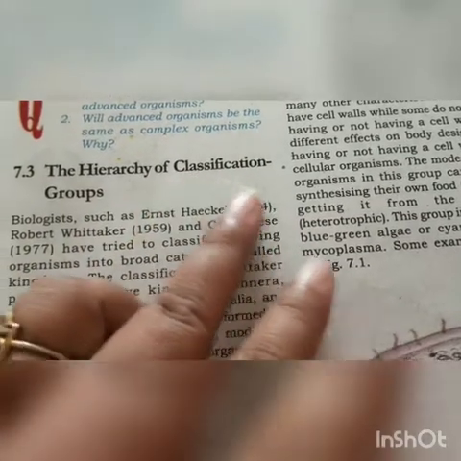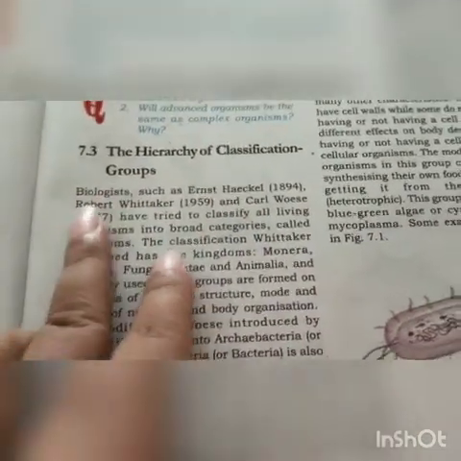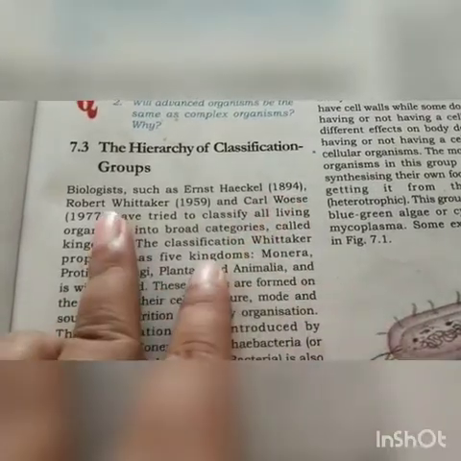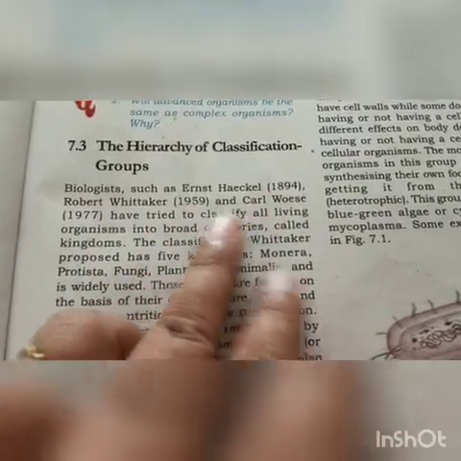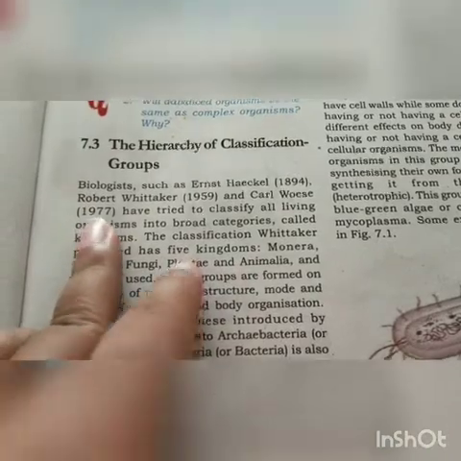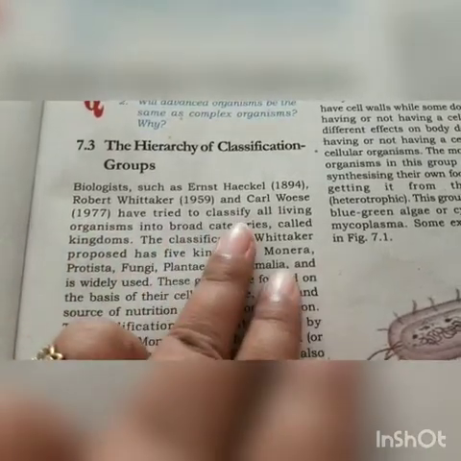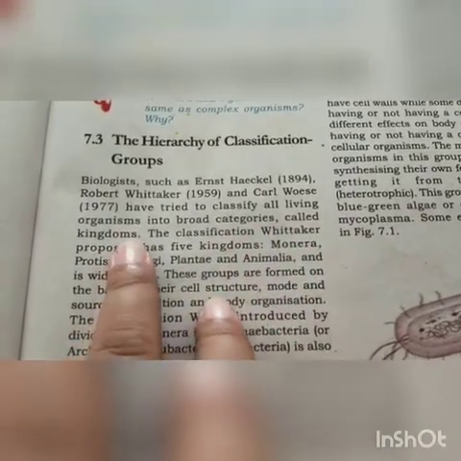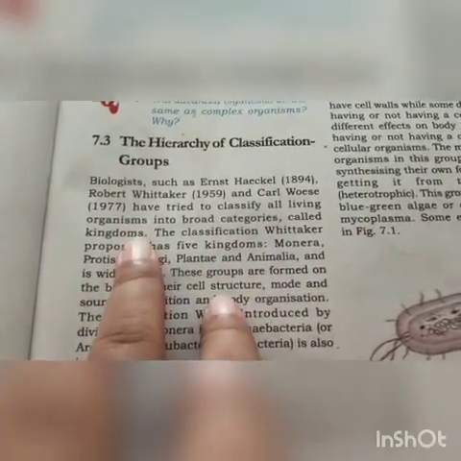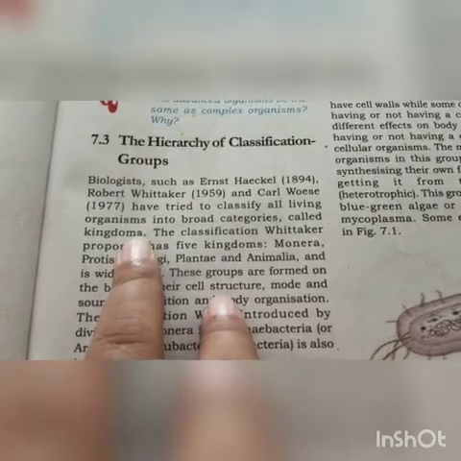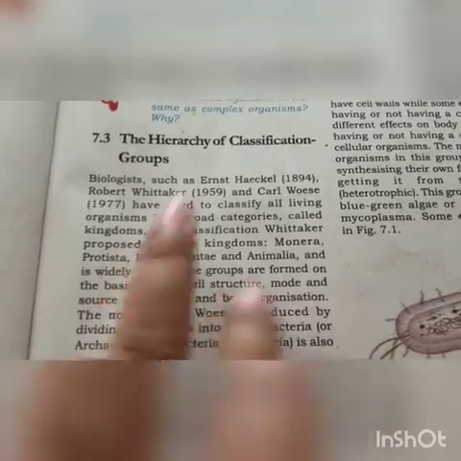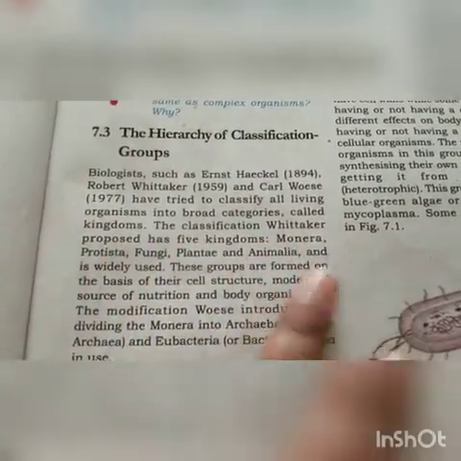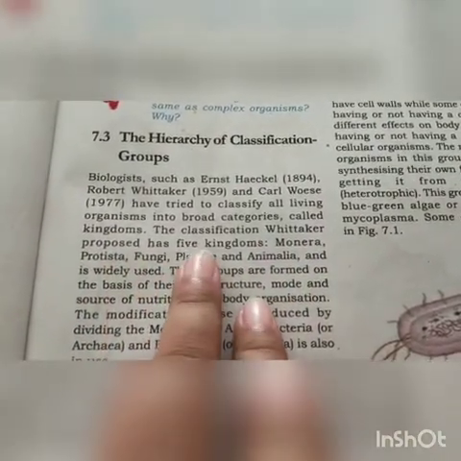The hierarchy of classification groups. Biologists such as Ernst Haeckel in 1894, Robert Whittaker in 1959 and Carl Woese in 1977 have tried to classify all living organisms into broad categories called kingdoms. The classification Whittaker proposed was five kingdoms.